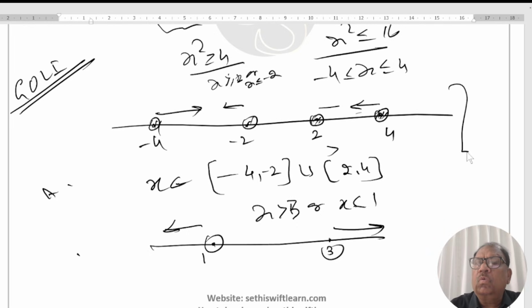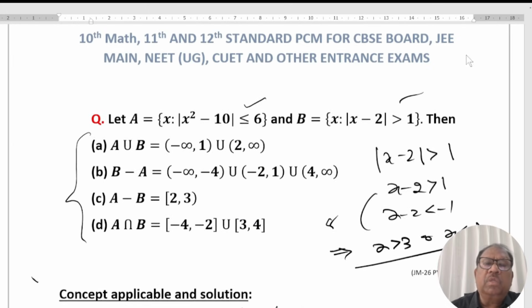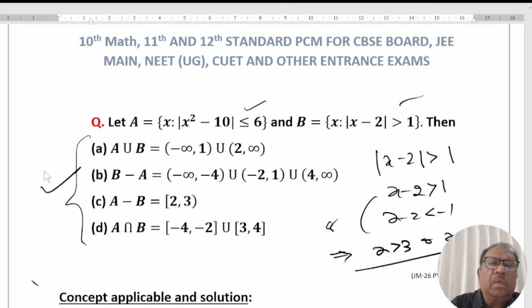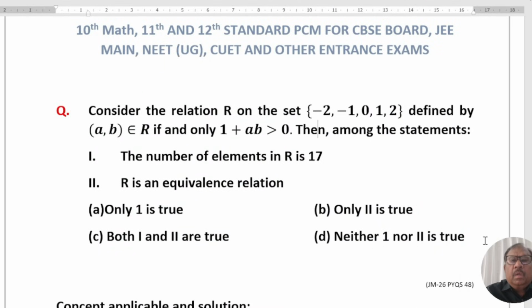Now we have to conclude the answer between. Ye set B ho gaya. To conclude it, you will see that B minus A is the correct answer. I am assuming that you know what is A union B, B minus A, A minus B, A intersection B. So B minus A is the correct answer.